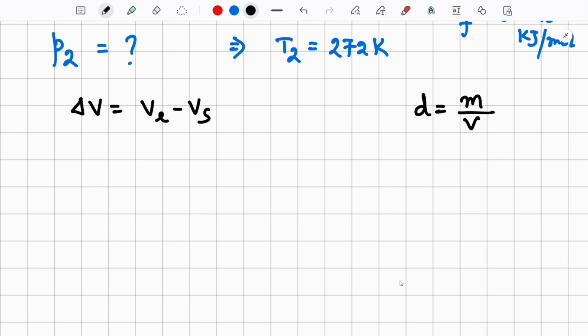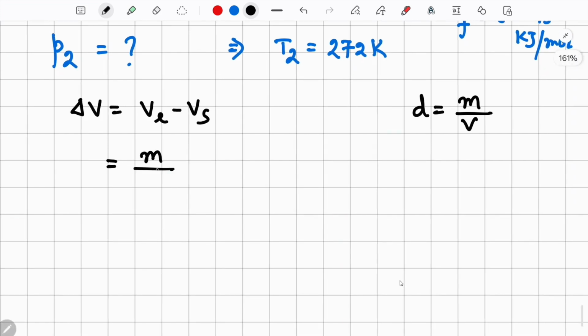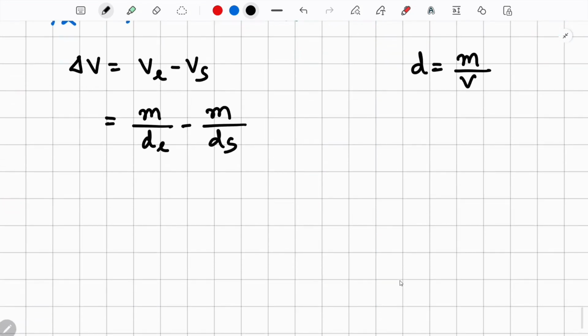Okay. So for solid or ice, for a particular mass, the mass will not change. The density will change. That's why the volume changes, right? One gram of ice will be converted to 1 gram of water. Essentially, that will not be changed. So you can write it as m by dl minus m by ds. That you have to calculate now.